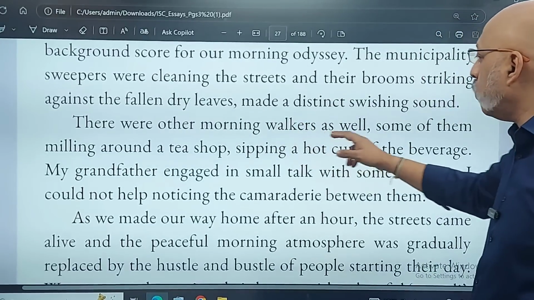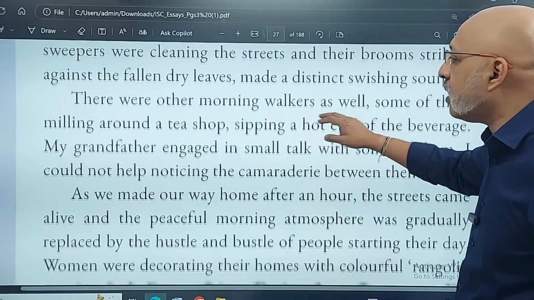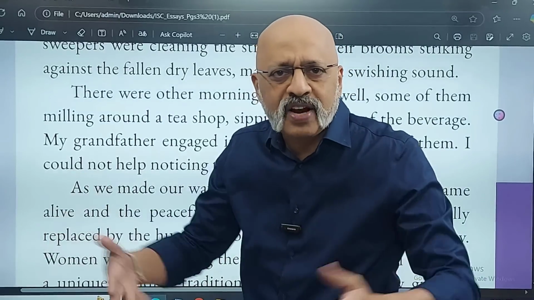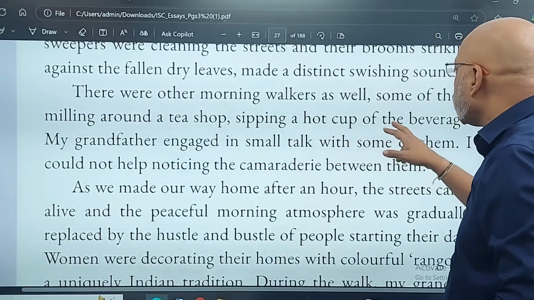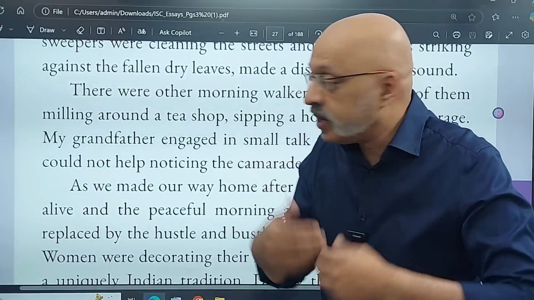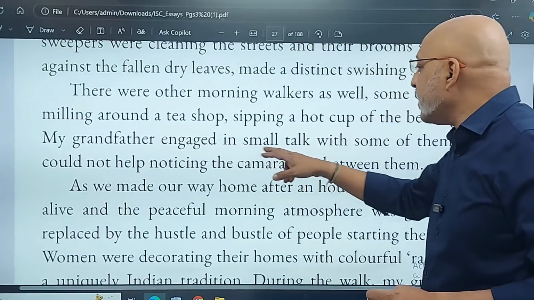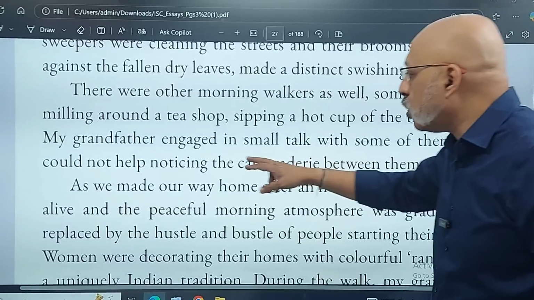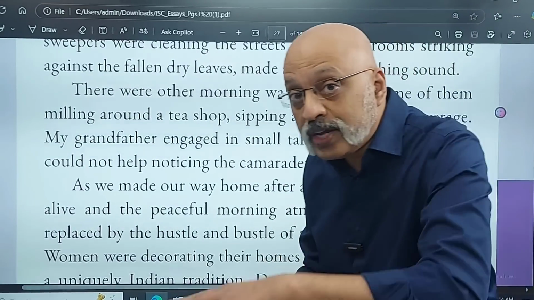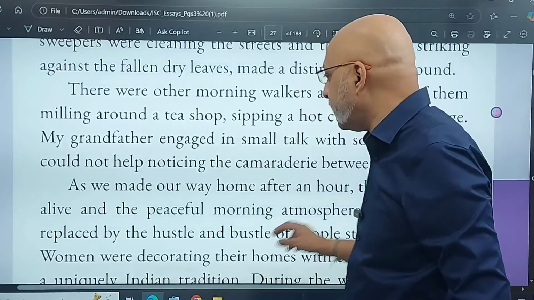There were other morning walkers as well, some of them milling around a tea shop. Milling around means they're all there around the tea shop, 5, 6, 7, 8 people, sipping a hot cup of the beverage, and this is a sense of taste. They are all drinking tea. My grandfather engaged in small talk with some of them. I could not help noticing the camaraderie between them. So they're all friends. They know each other. They meet every day in the morning like this.